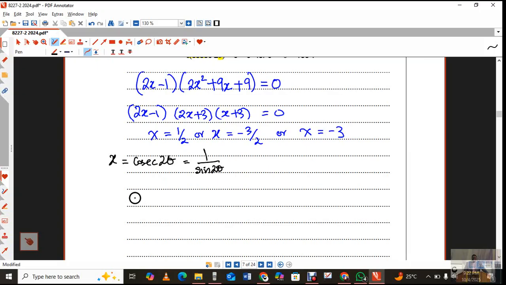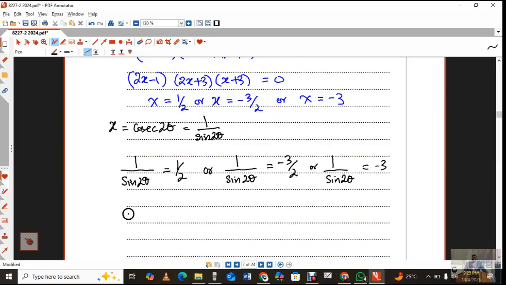So x, which is now 1 over sine 2 theta, equals a half, or 1 over sine 2 theta equals negative 3 over 2, or 1 over sine 2 theta, which is just the same as cosec, equals negative 3. I want sine 2 theta on top, so I'm going to take the reciprocal of both sides. So sine 2 theta equals 2, and this cannot work because you know that the sine graph oscillates between 1 and negative 1.